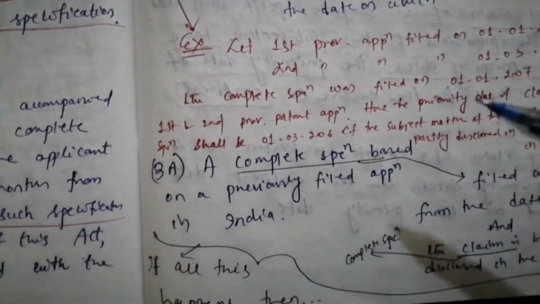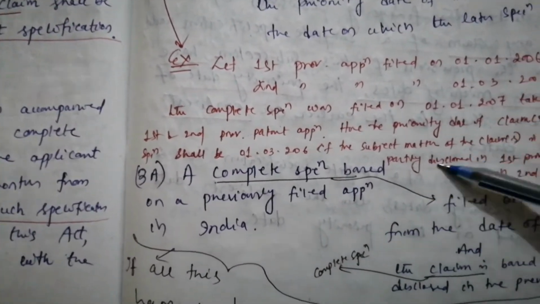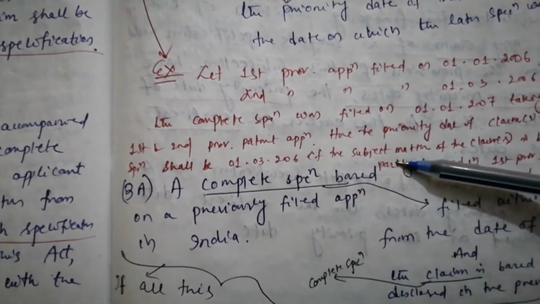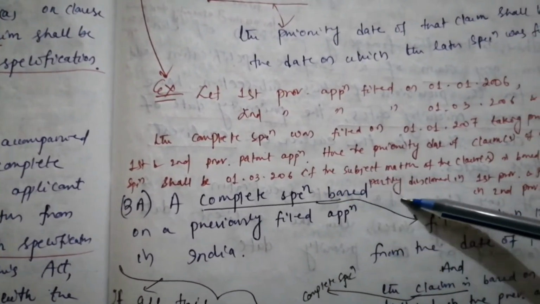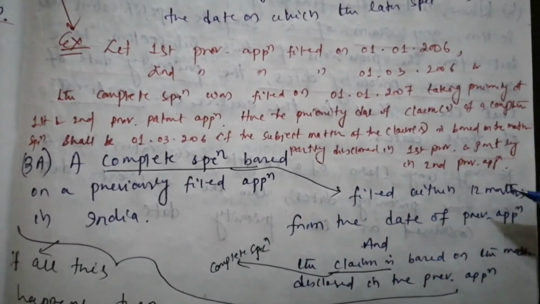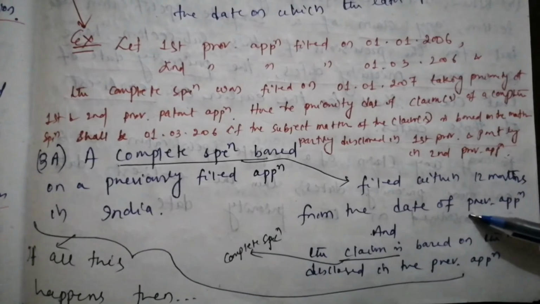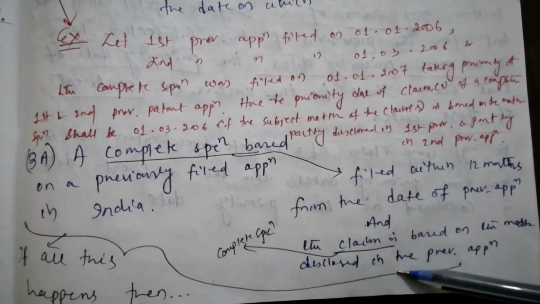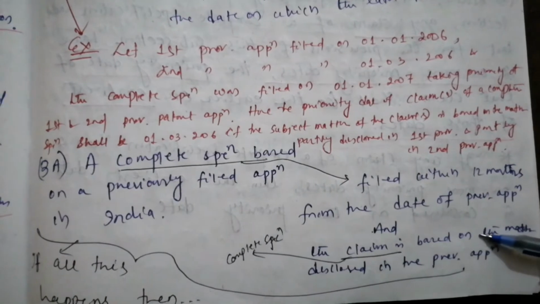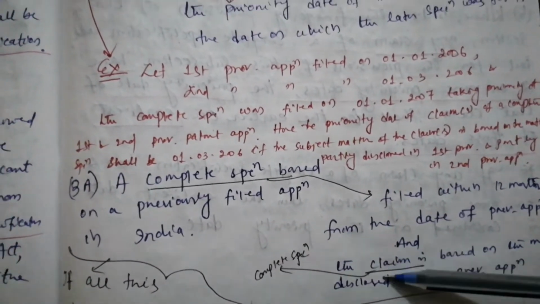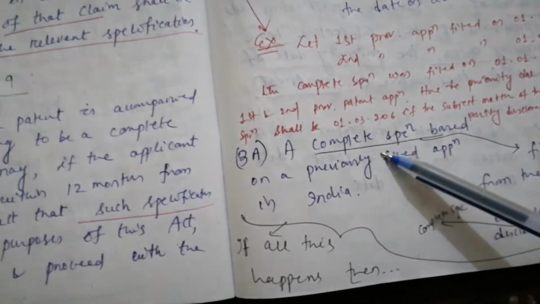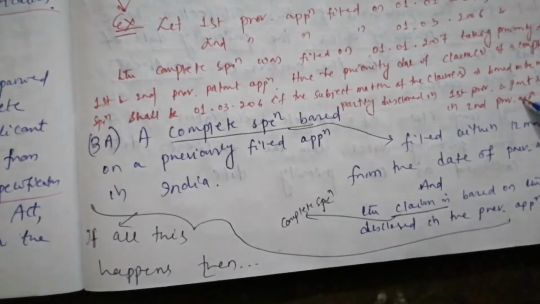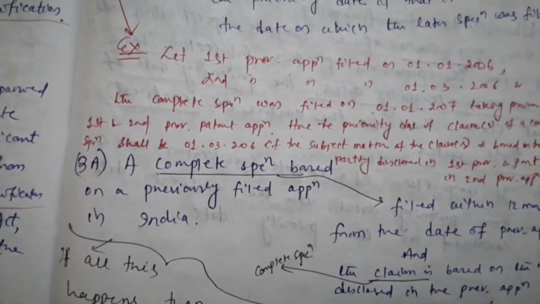Fine. Next section is section 3A. It says a complete specification based on a previously filed application in India. So what is this complete specification? We can say that this is filed within 12 months from the date of filing of the provisional application, and the claim is based on the matter disclosed in the previous application. We know that claims are present in complete specifications only, that's why I have written it like this. So if all the scenarios happen, then what happens we will see on the next page.